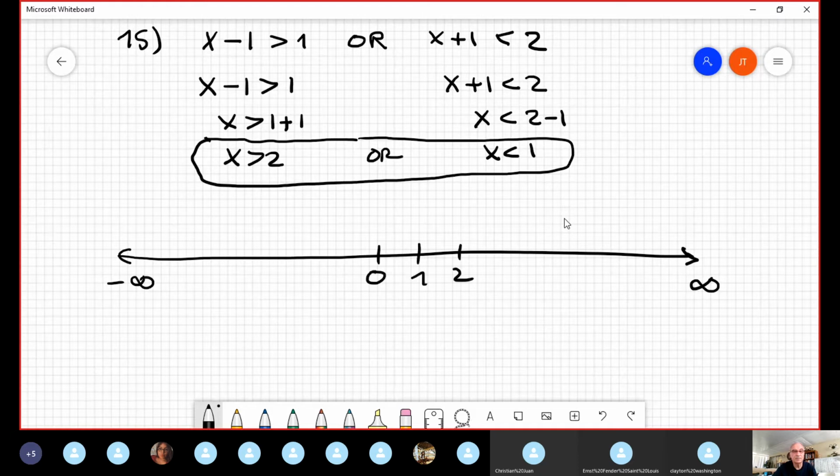Okay, now, the first part, let me use blue color for the first part, is 2 here, but it's to the right. Not included 2, because I don't see an equal sign, yes, to the right. And the second part, let me use green color, is 1, again parenthesis, yes, to the left, no? To the left, in that direction. Something like that.